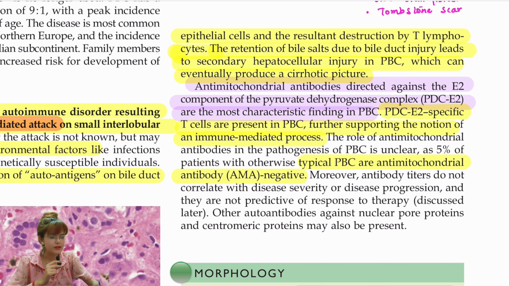The retention of bile salts due to bile duct injury leads to secondary hepatocellular injury as well in PBC, which can eventually produce a cirrhotic picture. So very important, cirrhosis can be a finding of PBC. Why? Because whenever the bile ducts are destroyed, that will also lead to a secondary liver injury or hepatocellular injury, because of which there can be a cirrhotic kind of a picture.